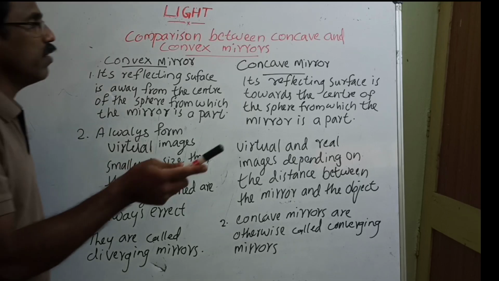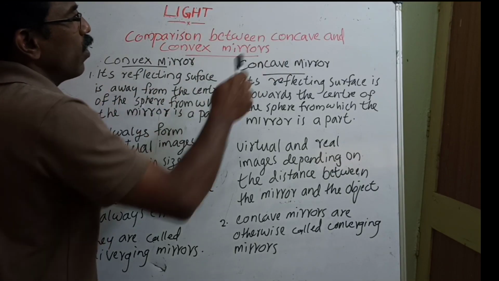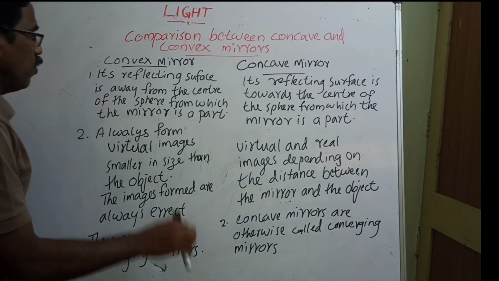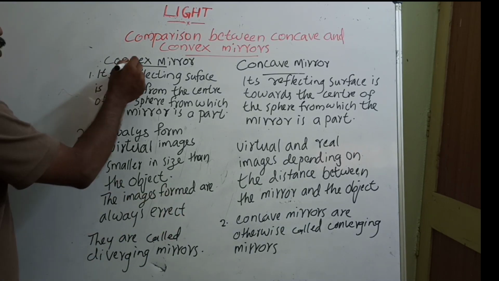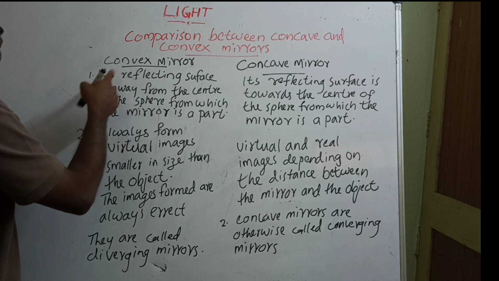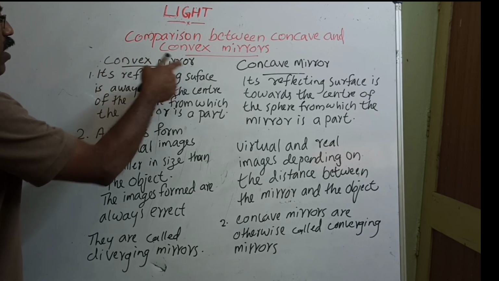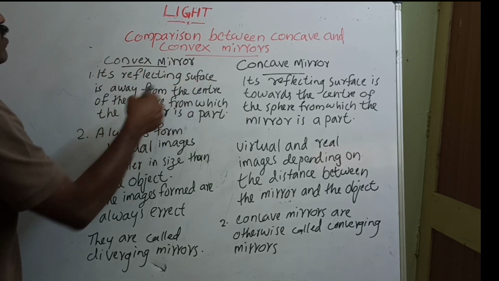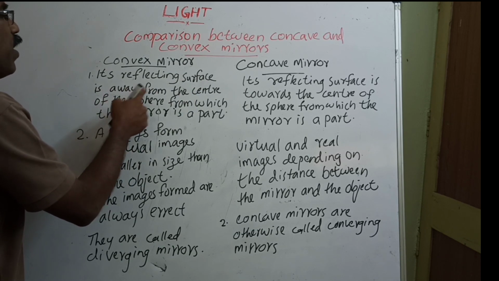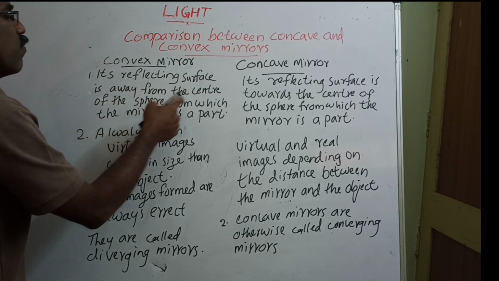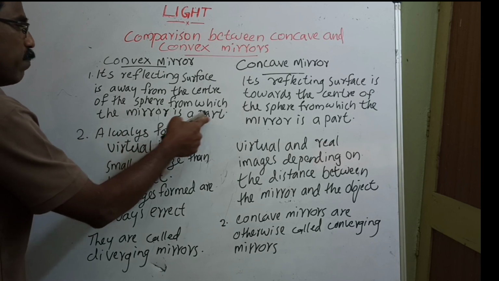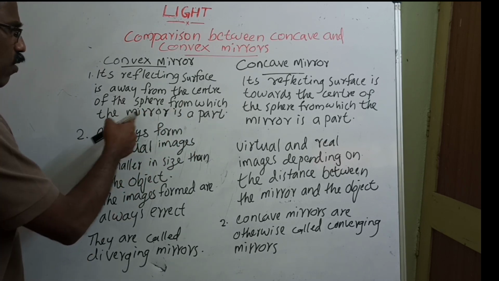Let us compare concave and convex mirrors. First of all, in the case of a convex mirror, its reflecting surface is away from the center of the sphere of which the mirror is a part. What is the meaning of that?